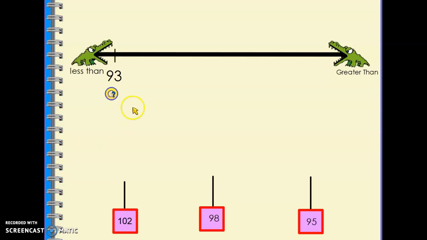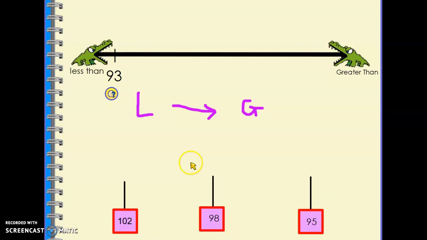Hi guys, let's continue our order number. Here we go. I have 102, I have 98, 95. I want to order my number on this number line. Remember, on the number line, it goes from least to greatest. So here we have 102, 98, 95.